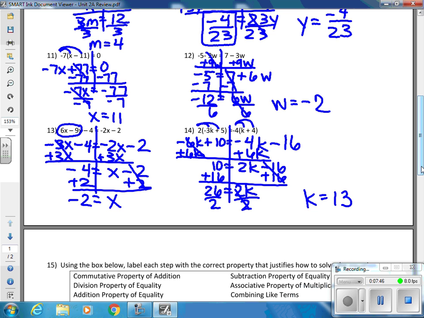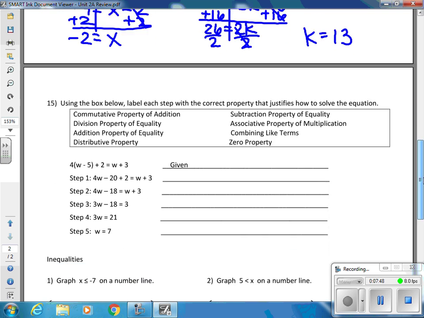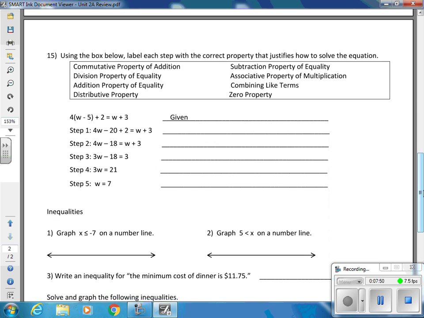For number 15 on the back side, you'll notice that it's still an equation, but this time we're dealing with properties. The properties that you can choose from are in the box. If you don't see it in the box, you can't put it down. The first step has been given for you. It is the actual problem. That's why it says given.